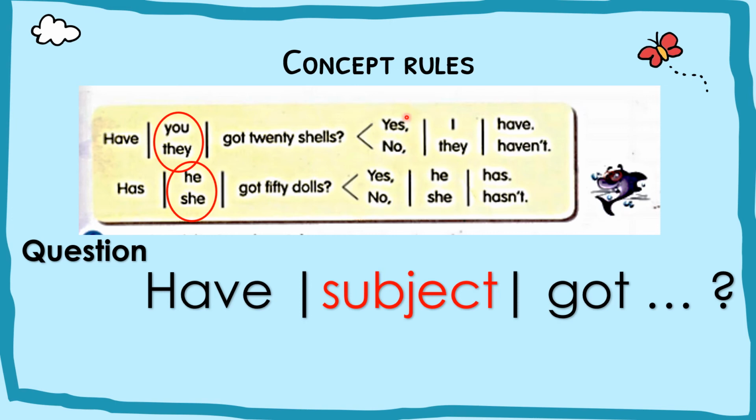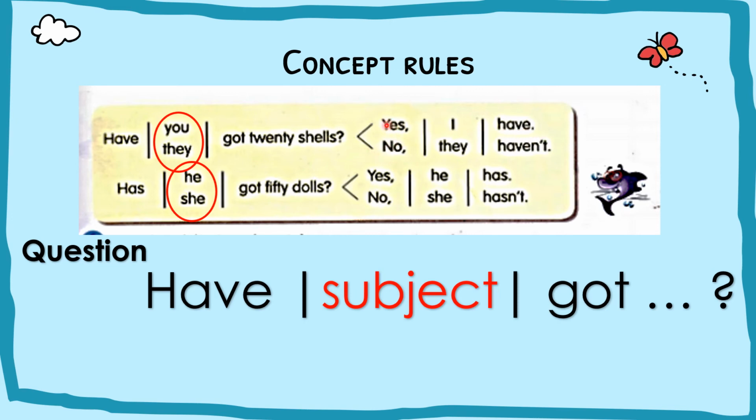Okay, it must be in yes or no. For example, have you got 20 shells? The answer will be yes or no in front. For example, yes, I have. If she wants to answer no, here it becomes no, I haven't.